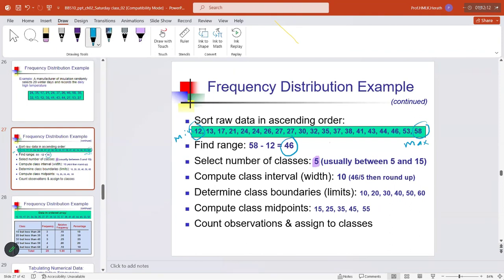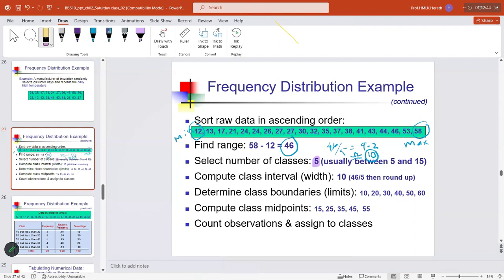If we divide 46 by 5, it is 9.2. So we will approximate this to the higher number, not the lower. So the class width is 10. The lowest limit is set at 10.